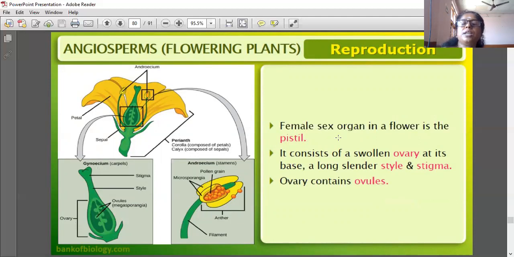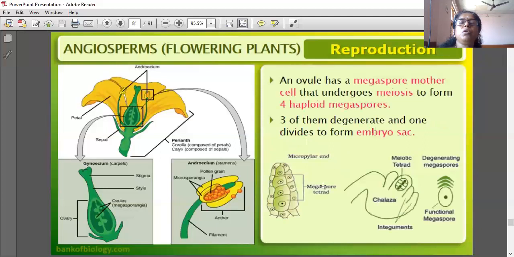The female sex organ in a flower is the pistil. It consists of a swollen ovary at its base, a long slender style and stigma. The ovary contains ovules. An ovule has a megaspore mother cell that undergoes meiosis to form 4 haploid megaspores. Here you are seeing 4 haploid megaspores.